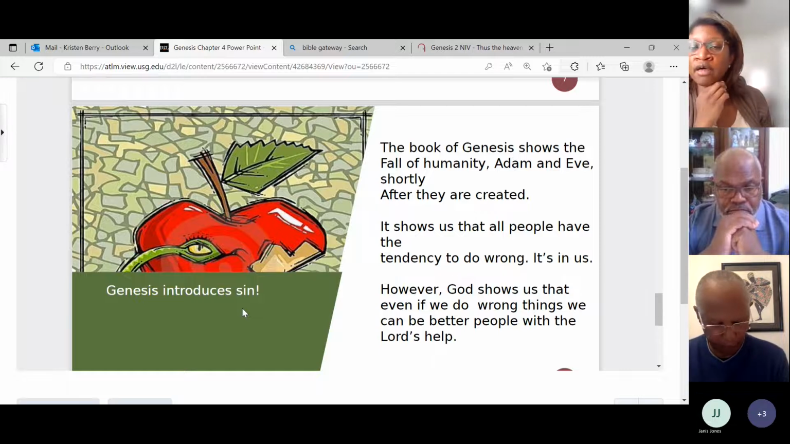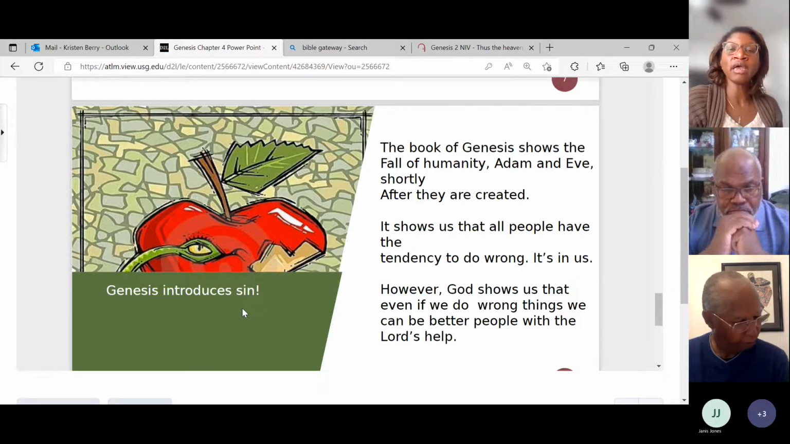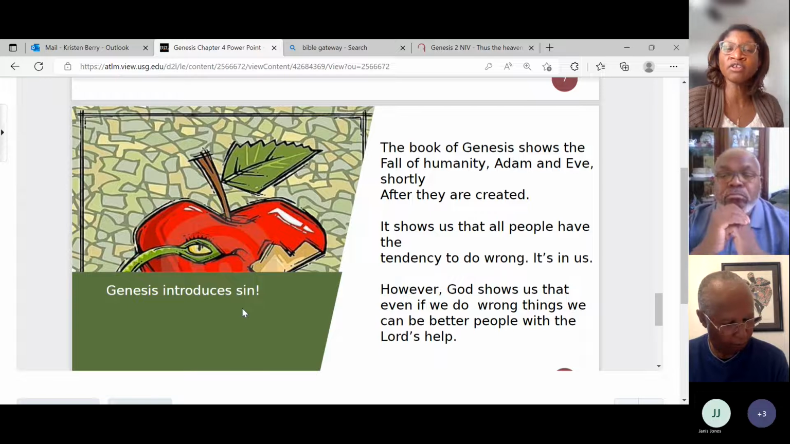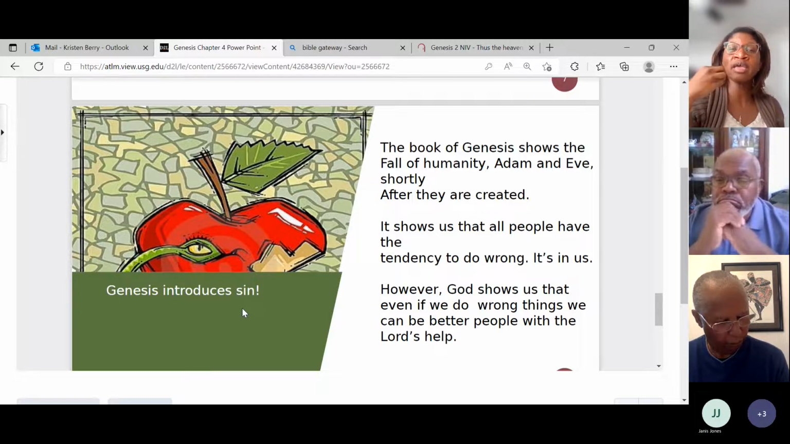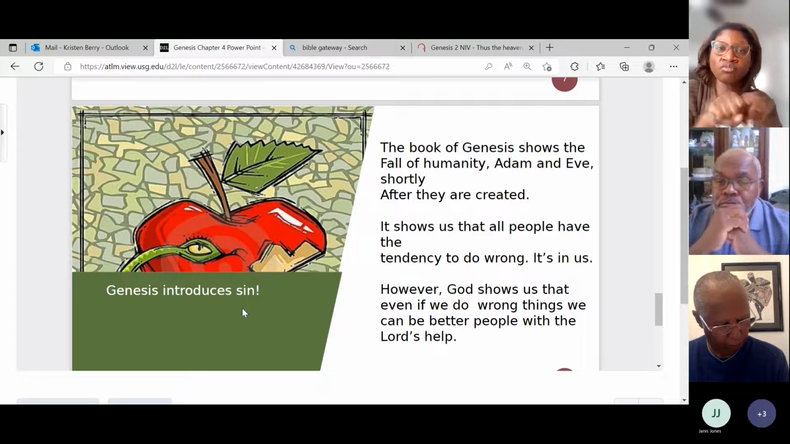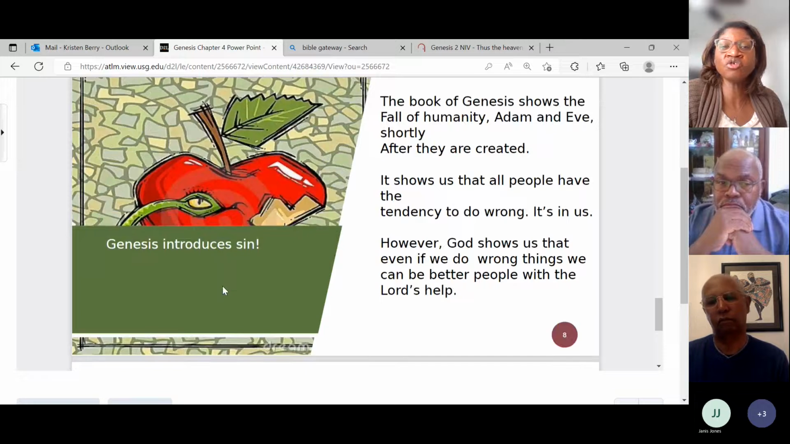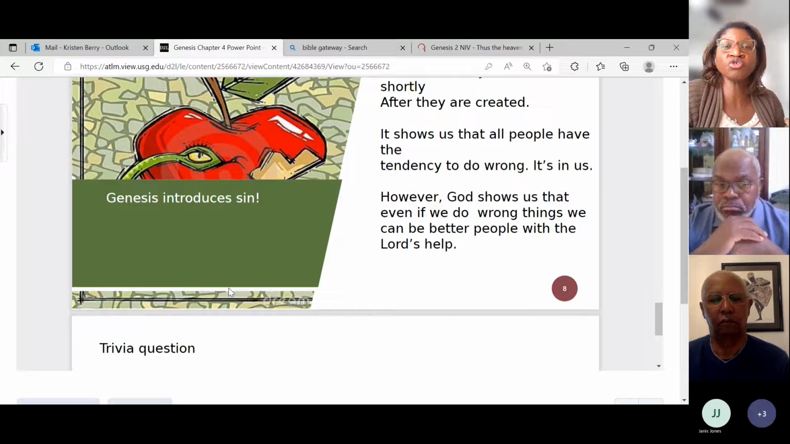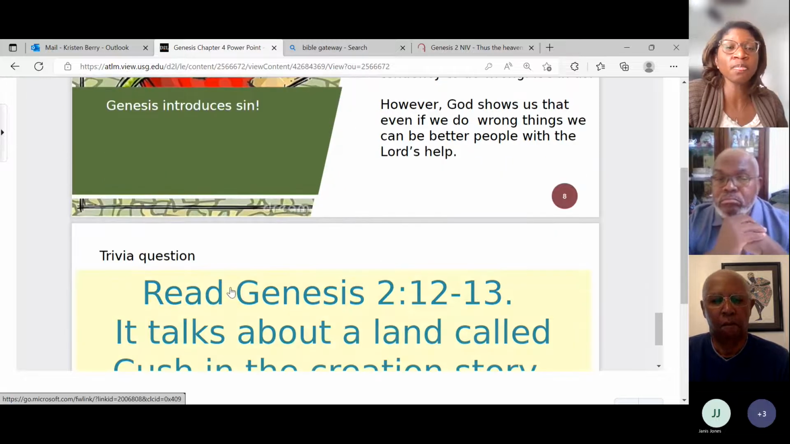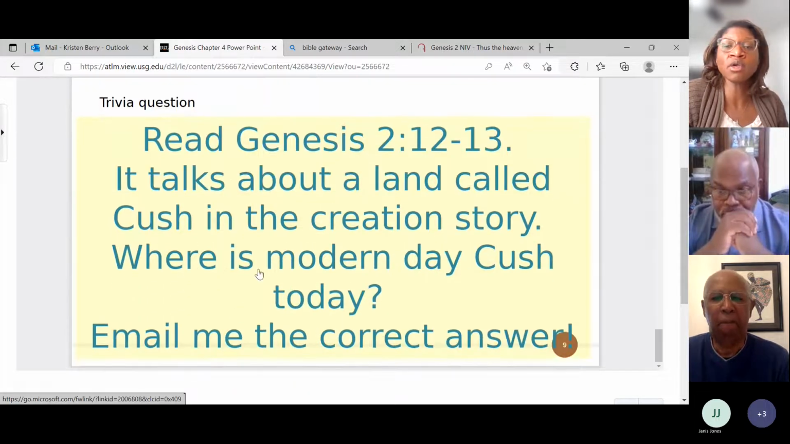And I heard the word covenant and relationship, that when they get into covenant or relationship, there is a, what's the word, a breach that can be repaired. Okay. So remember, Genesis introduces the fall. Genesis is the first book. Genesis introduces sin. Okay. All right.